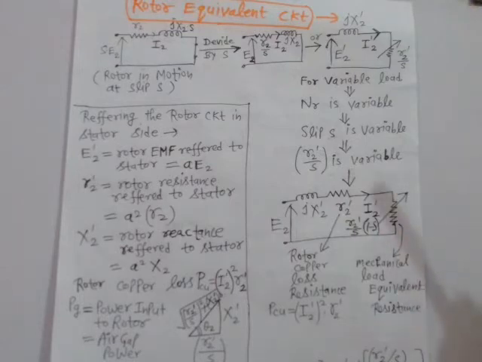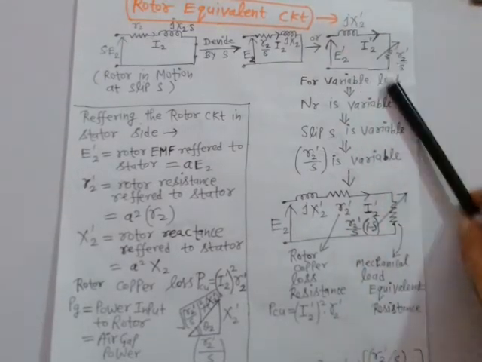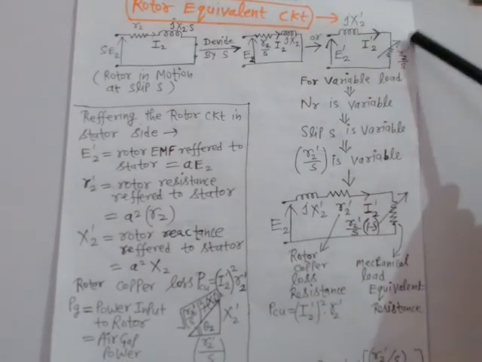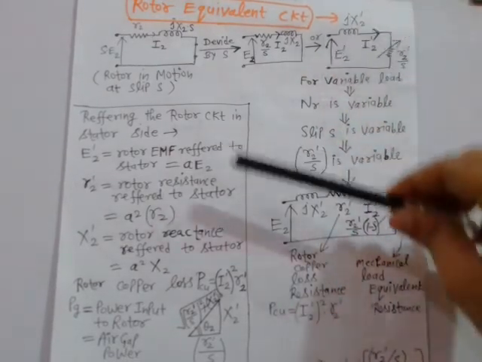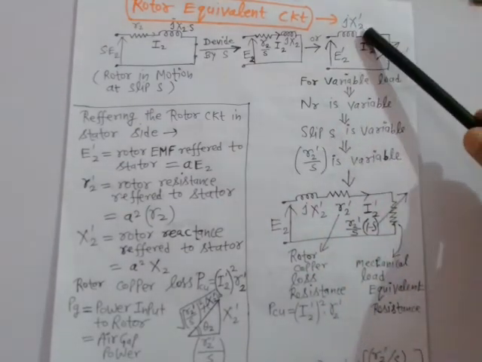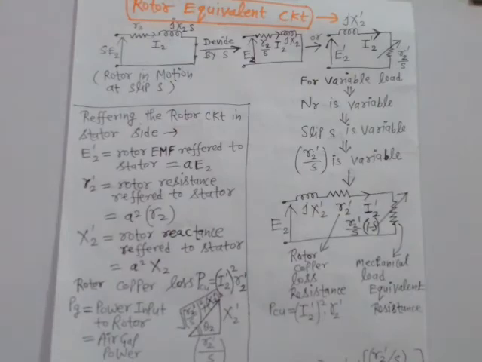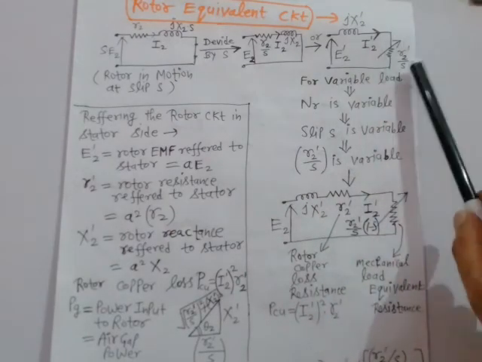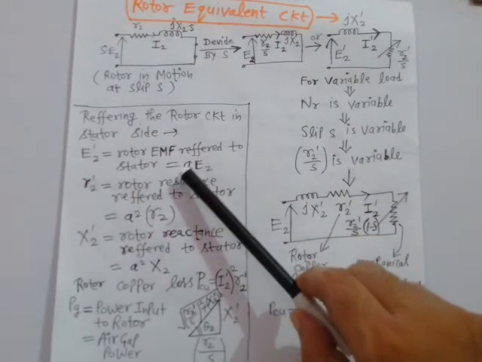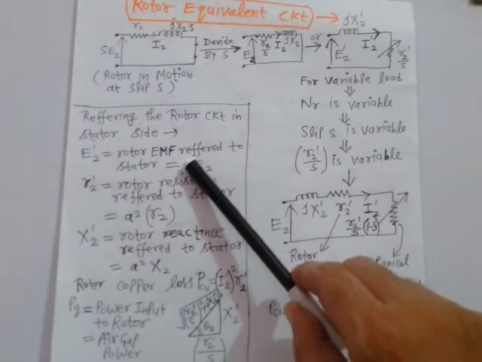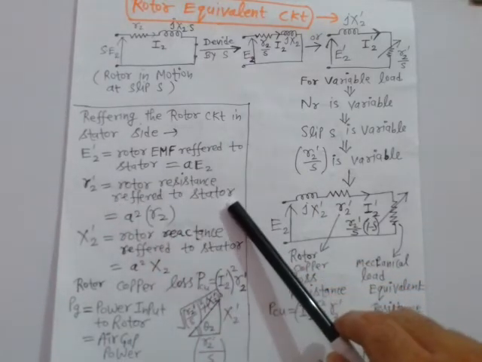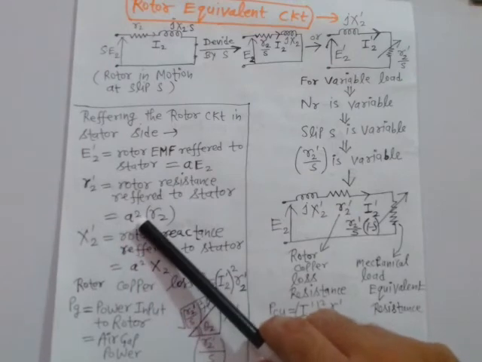So similarly, all the rotor side quantities, if you want to bring them to the stator side, you have to refer these rotor side or basically secondary side quantities to the primary side. That means you will write X2 dash, E2 dash and R2 dash. Now what is E2 dash? E2 dash is rotor EMF referred to stator. That means you will multiply by the turn ratio A into E2. R2 dash is rotor resistance referred to stator side. That means you will multiply by A square, right?